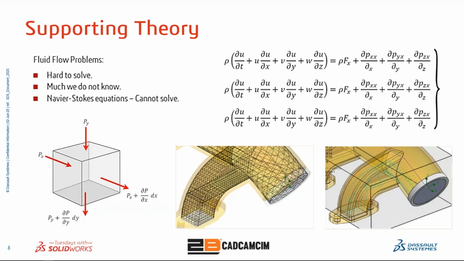The entry of the cube, or element, has a pressure p, and the exit of the element has a pressure p plus partial p per partial x dx. With the SolidWorks Flow Simulation solver, you can predict the pressure drop variation from the inlet to the exit by combining these elements. That way you can give an actual solution for your complex domain by discretizing it.